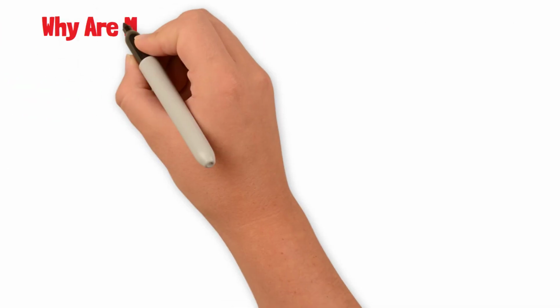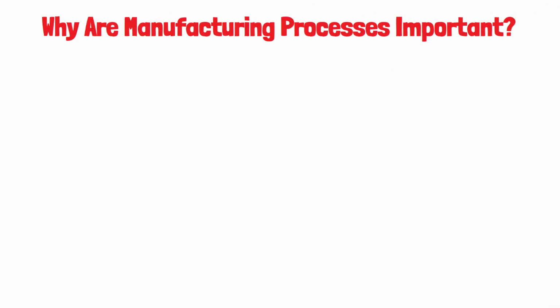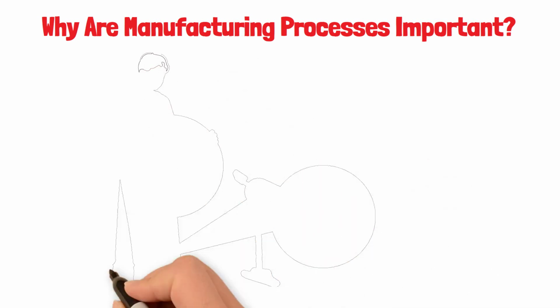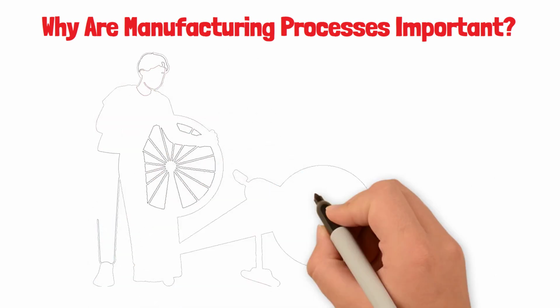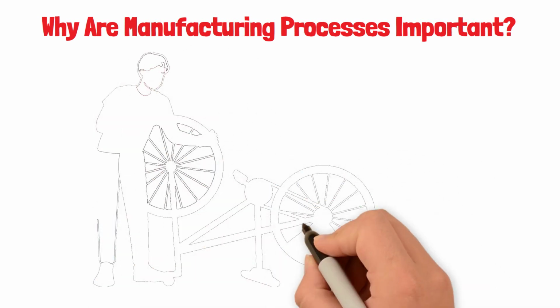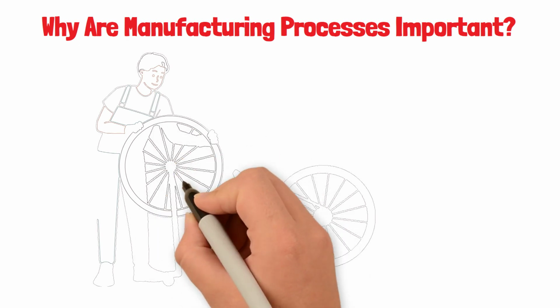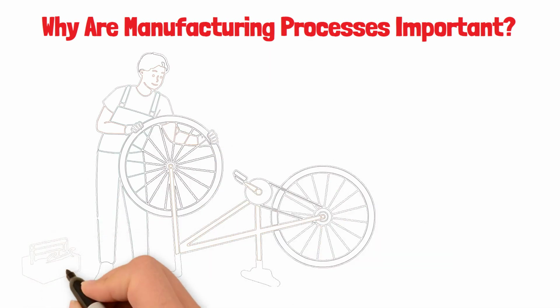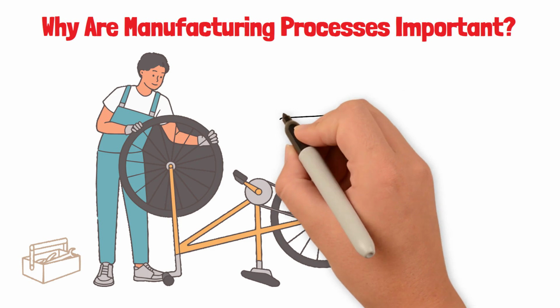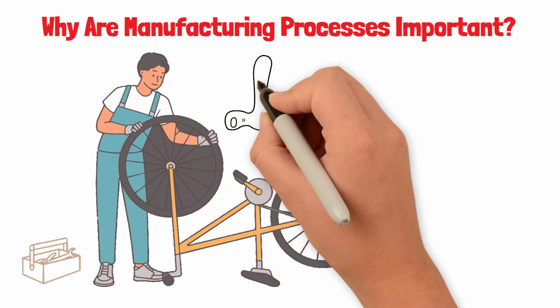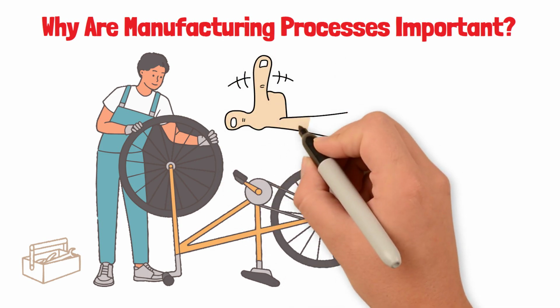Why are manufacturing processes important? Imagine you want to build a bicycle. First, you need metal parts like the frame, wheels, and handlebars. Then, you use manufacturing processes like cutting, shaping, and assembling to make the bike. Without these processes, you couldn't get the products we use every day, from pencils to airplanes.